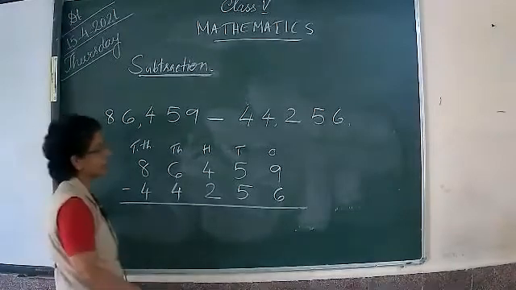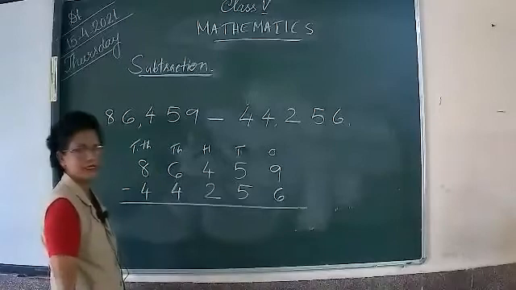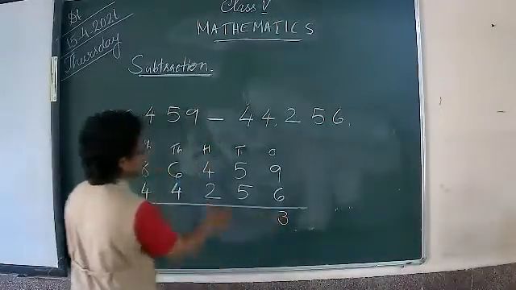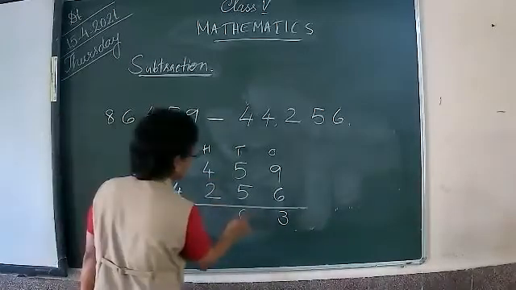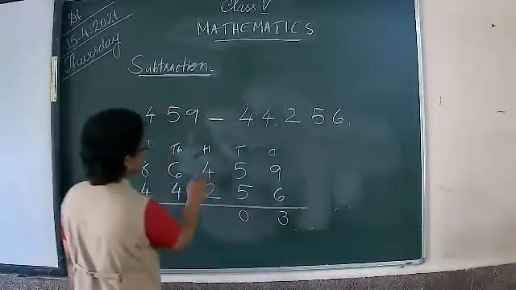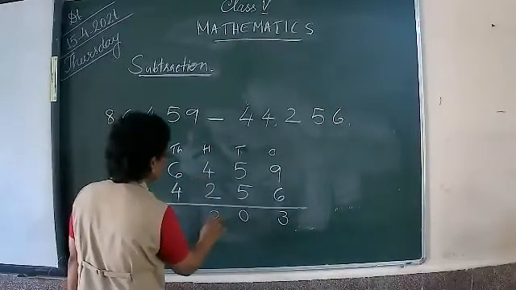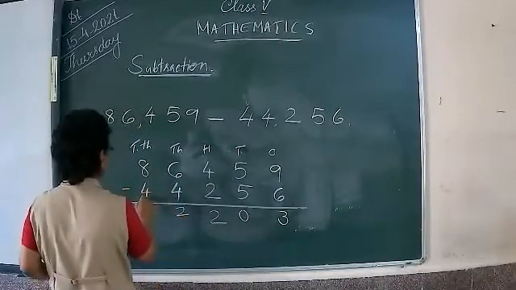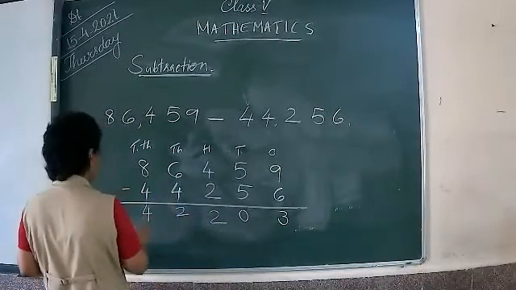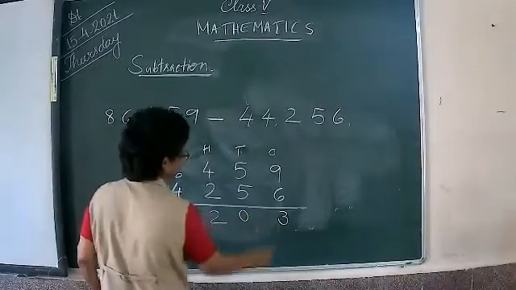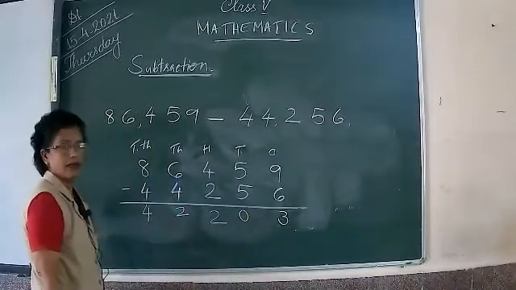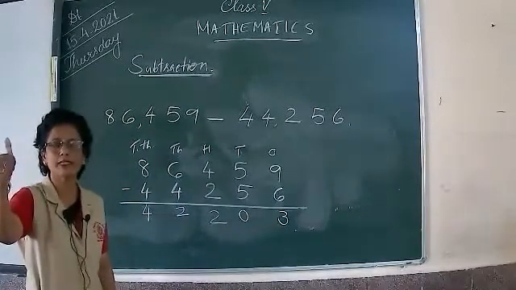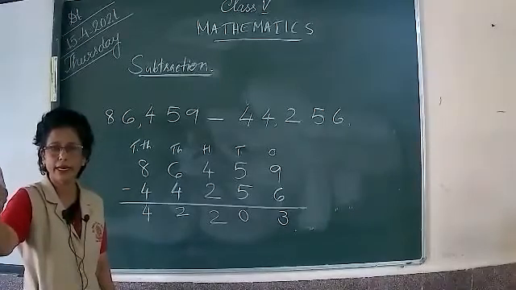Done. Now see here. 9 minus 6. What is the answer? Say there. Good. 3 here. And 5 minus 5. 0 here. Isn't it? 4 minus 2. 2 here. 6 minus 4. Again 2 here. 8 minus 4. 4 here. 4, 2, 2, 0, 3. Isn't it? All of you got the same answer? If you got the same answer, show me like this, thumbs up. All are having? All are getting the same answer.